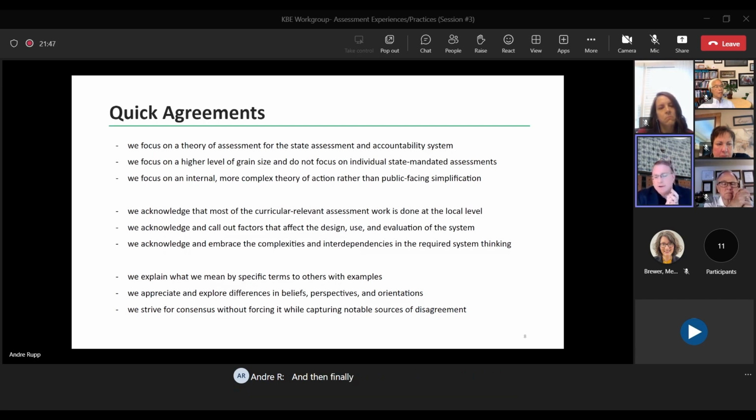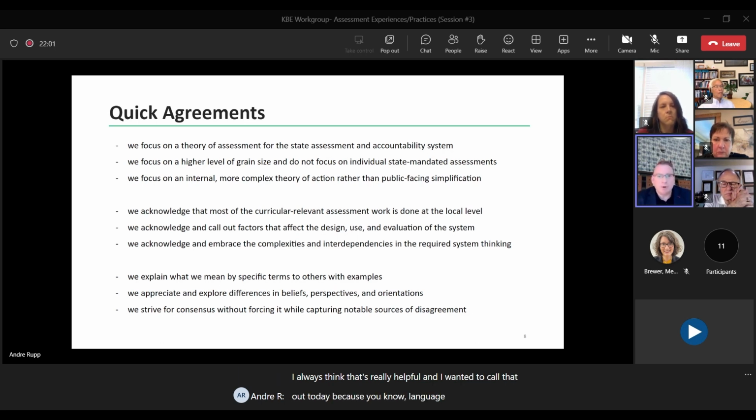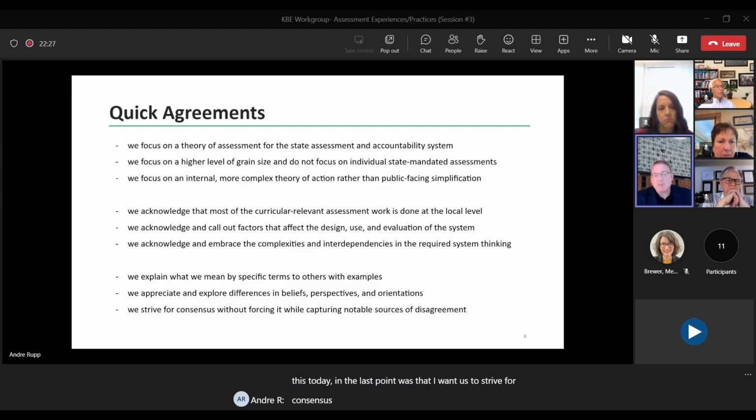And then finally, the third point I wanted to say is that let's agree that we're going to explain what we mean by specific terms to others with examples. I always think that's really helpful. I wanted to call that out today because language is so fallible, and it's easy to nod our heads and do a little bit of that group agreement. I want to hear from you how you're thinking about problems without any judgment. I want us to appreciate and explore the differences in beliefs, perspectives, and orientations that we may bring to the table. And in the last point, I want us to strive for consensus, but without forcing it.